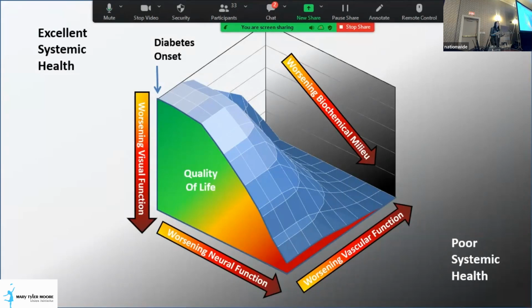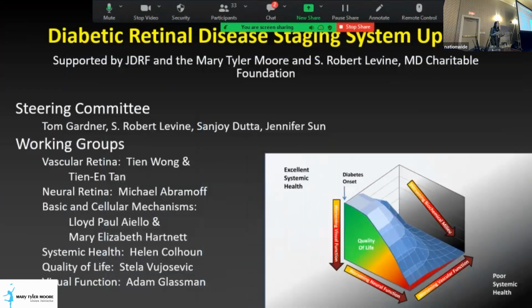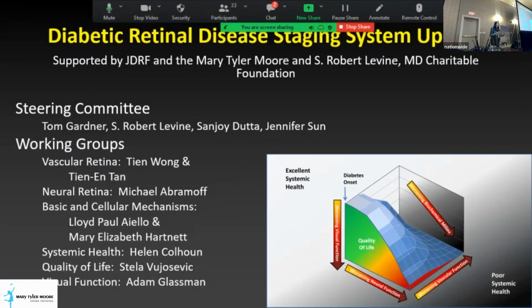Over the last year plus, we've engaged on this work with the really incredible collaboration from 6 working groups that we've charged to look at specific areas of focus in vascular retina, neural retina, basic and cellular mechanisms, systemic health, quality of life, and visual function. And you see the group leaders of these working groups listed here, all of whom I think are participating today, many in person and a couple remotely.